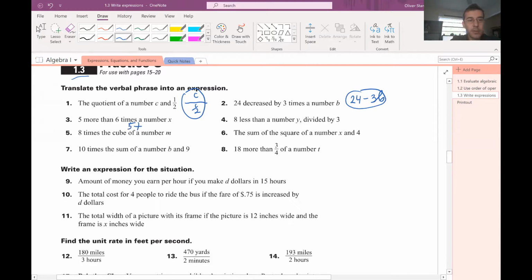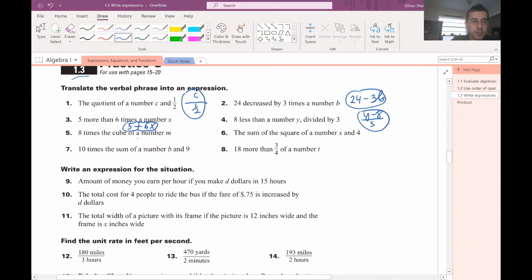More is always addition. Then 6 times the number x, so 6x. 5 plus 6x. Number 4, 8 less than a number y, so y minus 8 divided by 3. Okay. Number 5, 8 times.